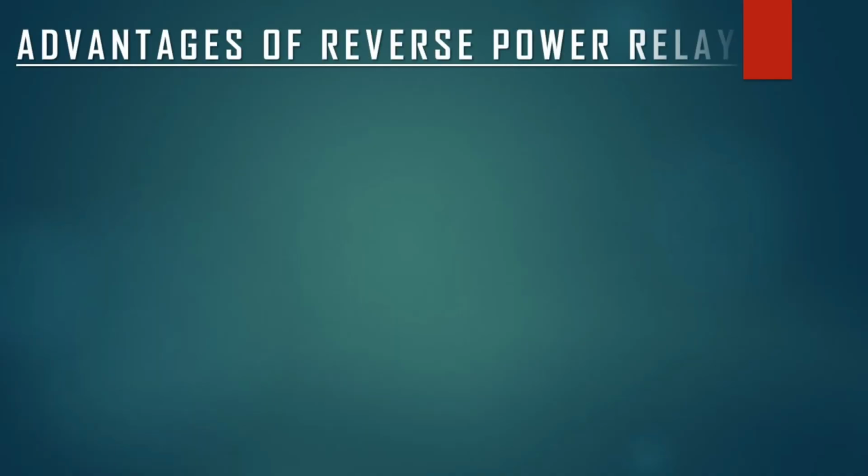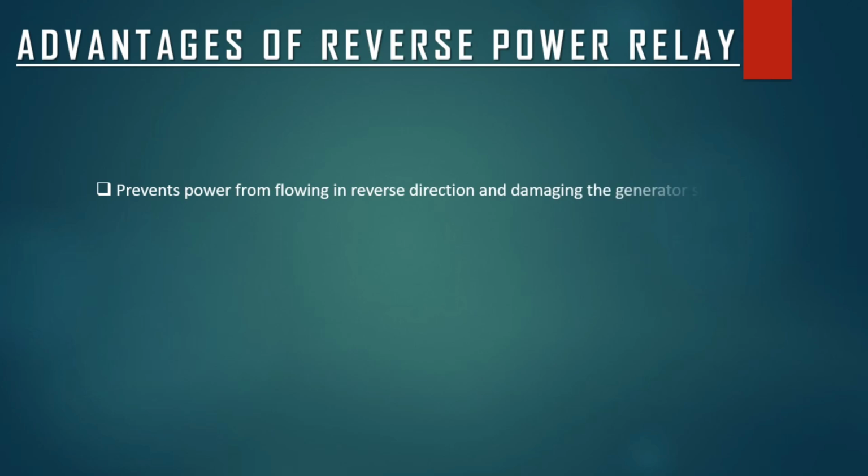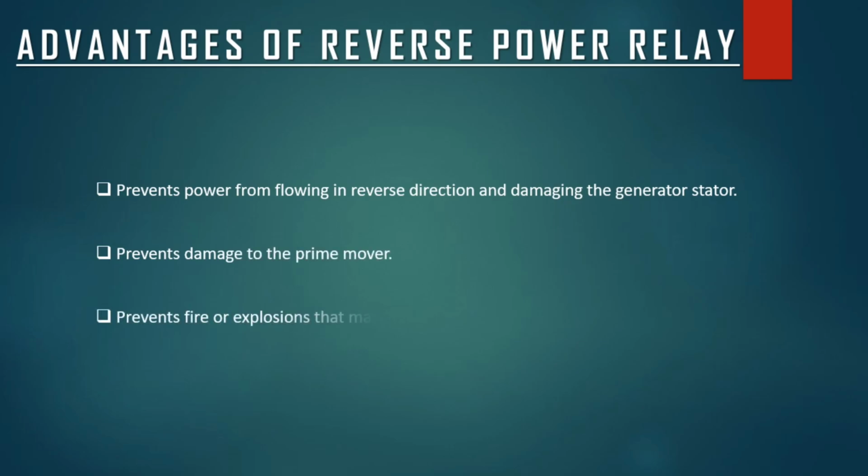Advantages of reverse power relay: It prevents power from flowing in reverse direction and damaging the generator stator. Prevents damage to the prime mover. Prevents fire or explosions that may be caused by unburned fuel in the generator.